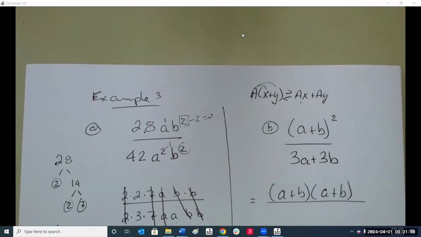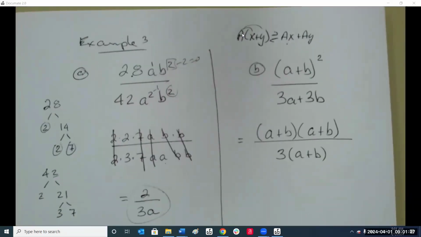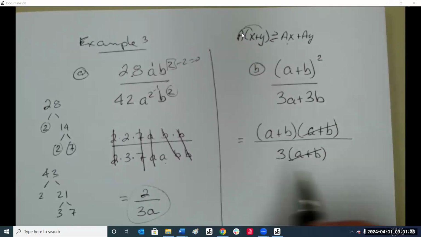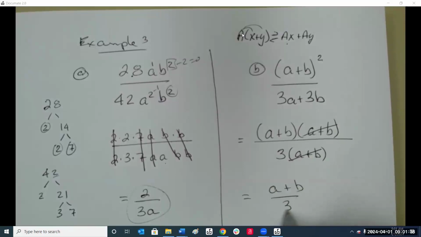What do these two have in common? If you take out the 3's, you have an A plus B. So now one of these cancels. And there's your answer.